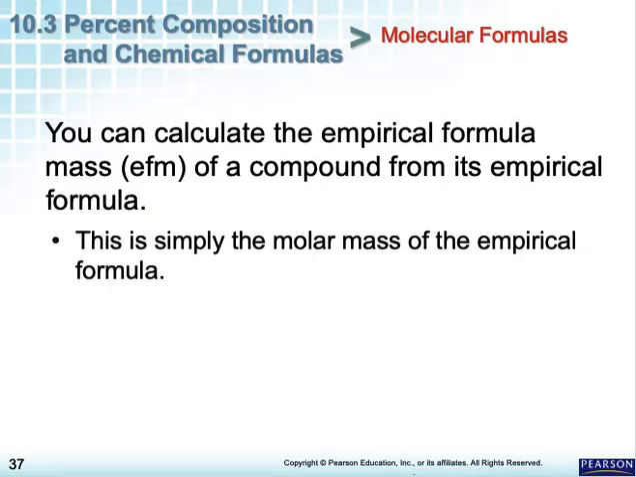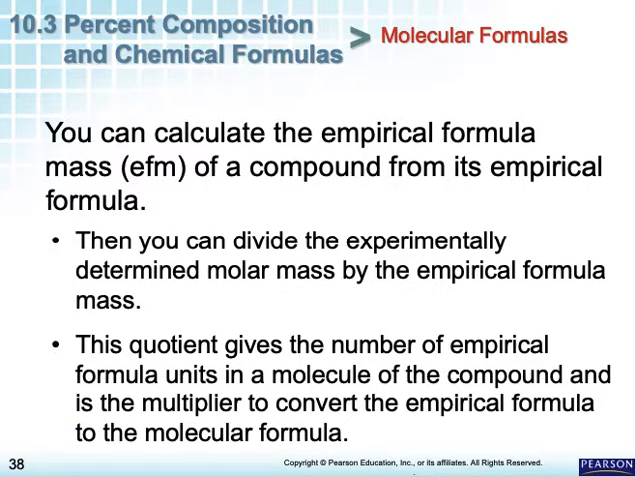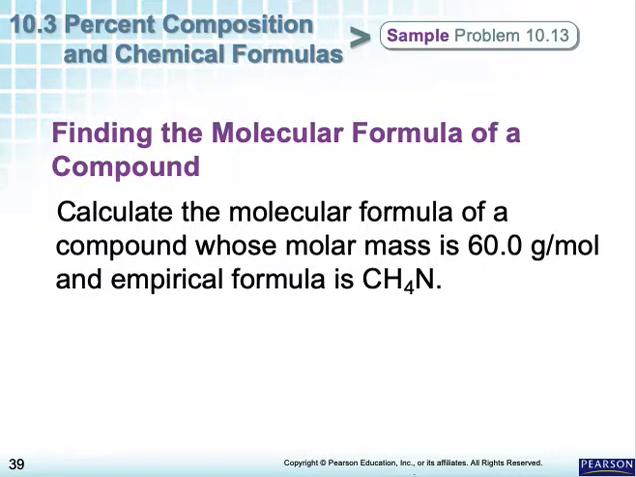You can calculate the empirical formula mass. I abbreviate this EFM of a compound from its empirical formula, and then you could compare it to the molar mass. You would divide the molar mass for the compound by the molar mass for the empirical formula, and that number is what you would multiply through the formula by to get the molecular formula. So, this quotient gives you the empirical formula units that you would have to multiply by, and you would get a multiple of that empirical formula.